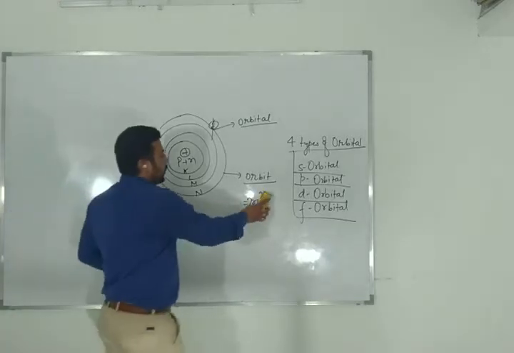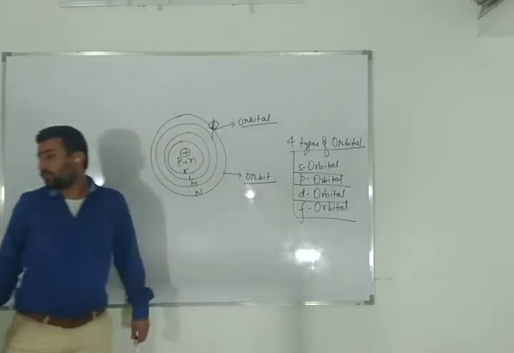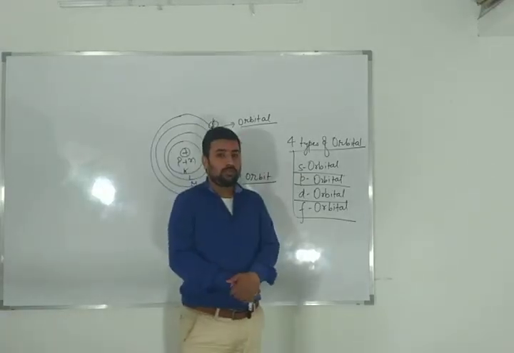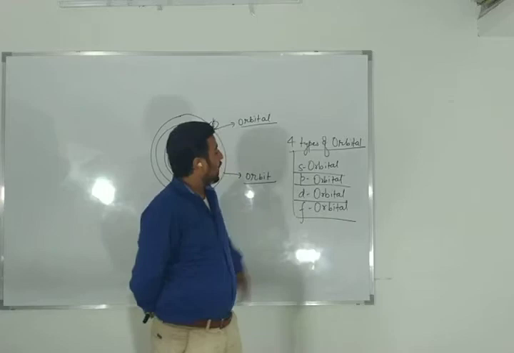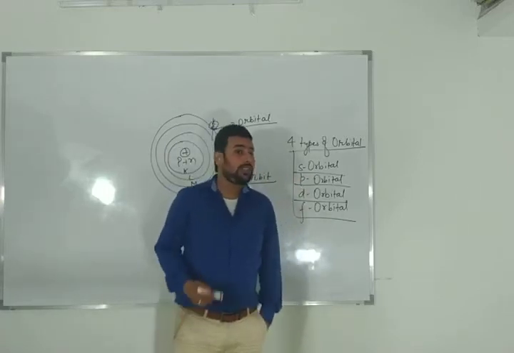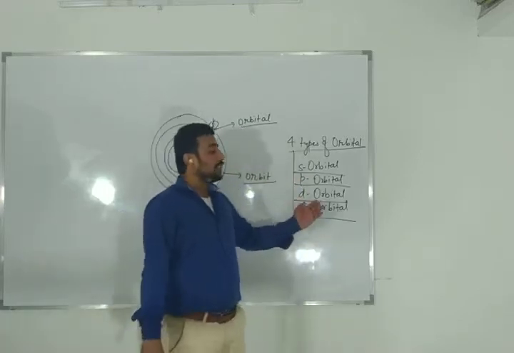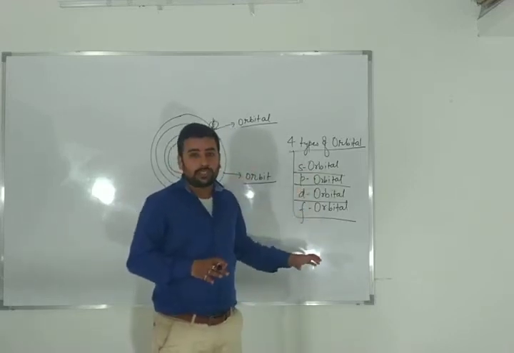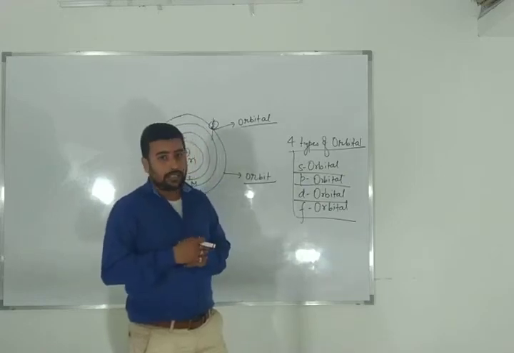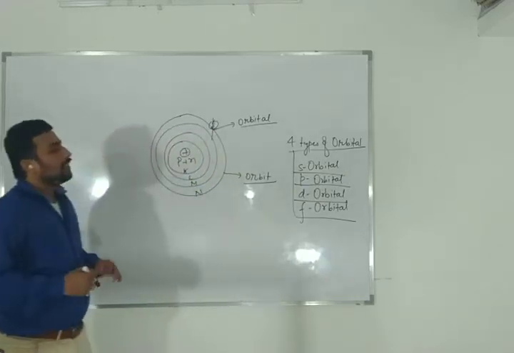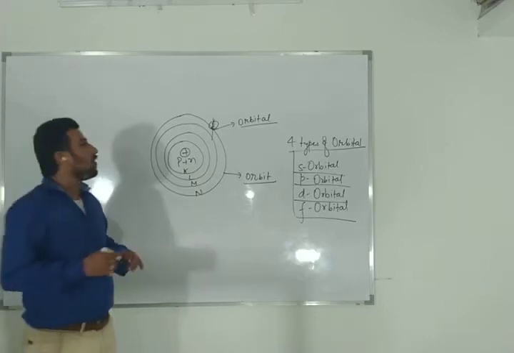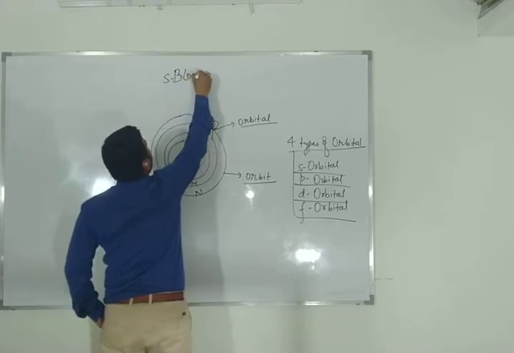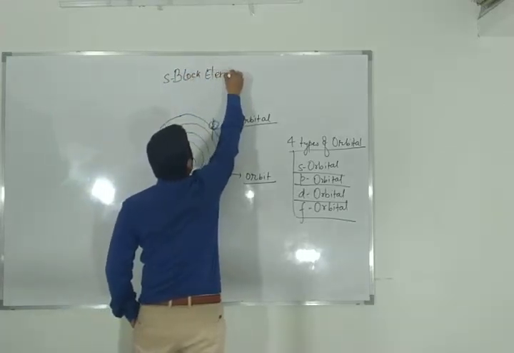Now what I want to teach you is, if the electrons are present in the s orbital, which type of elements will be there? If the electrons are present in the p orbital, which type of elements will be there? If the last electrons are present in the d orbitals, which type of elements will be there? So dear students, now I am coming to the main topic. Our chapter name is s block elements. What is our chapter name? s block elements.